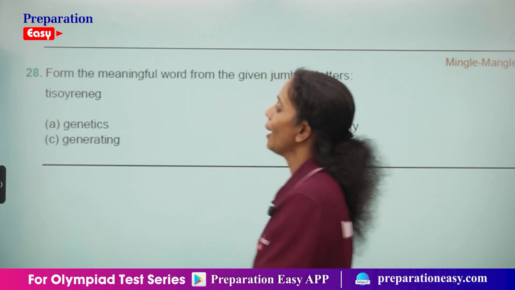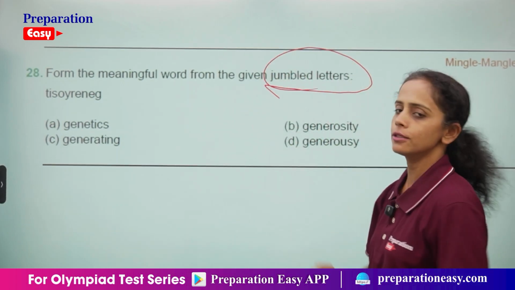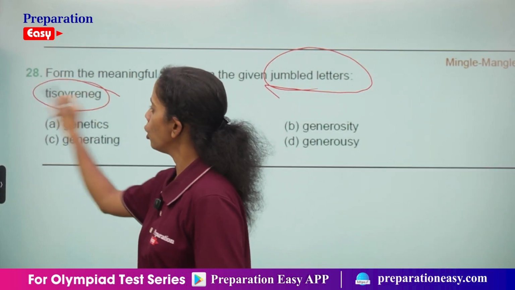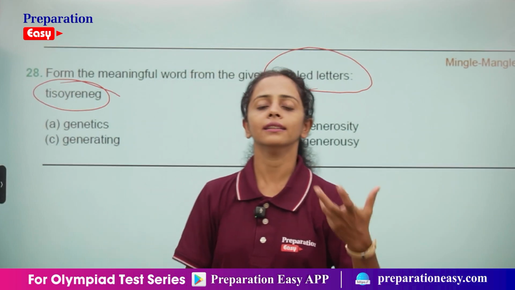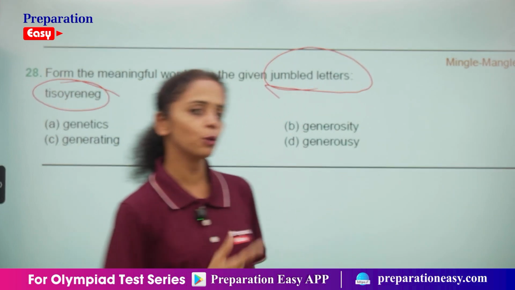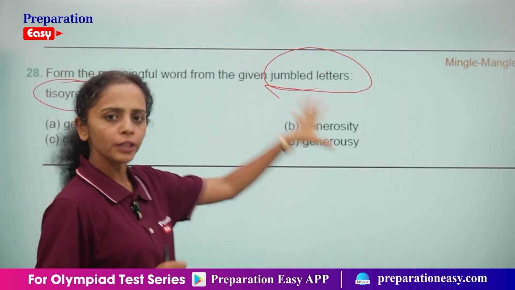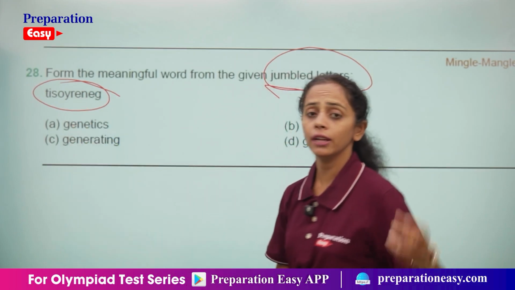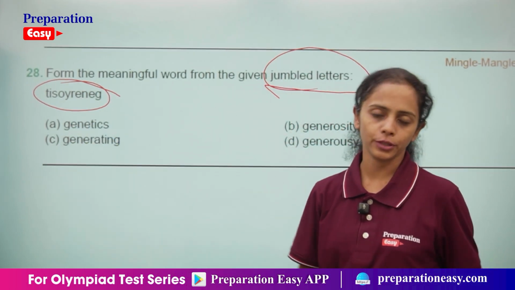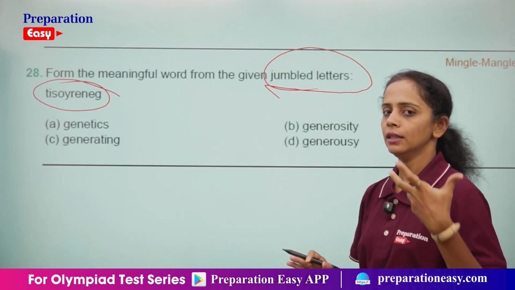Next, you have to find a meaningful word from the given jumbled letters. This is your key word, that is, the jumbled letters. Instead of going through all these jumbled letters, the right way of finding it in a very quick session, which I am going to tell you today, is like this. Instead of going through these kinds of words where you will also get more confused, it's better to go through the options first. Go through the options, find the keyword, you have to find out the jumbled words, jumbled letters.